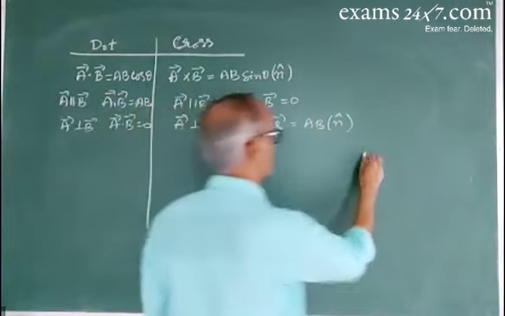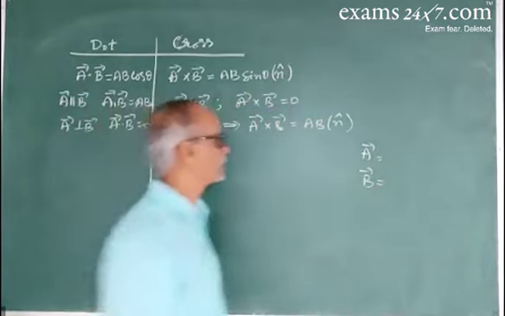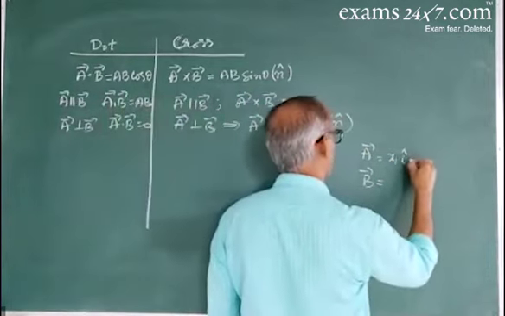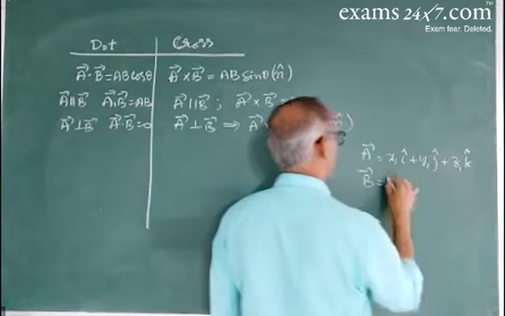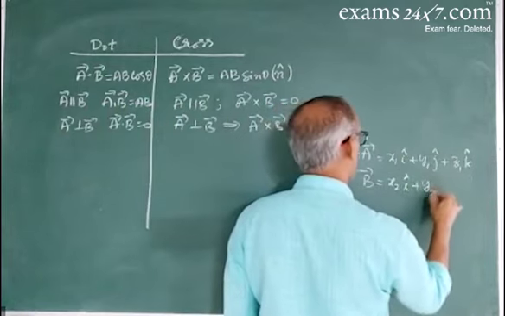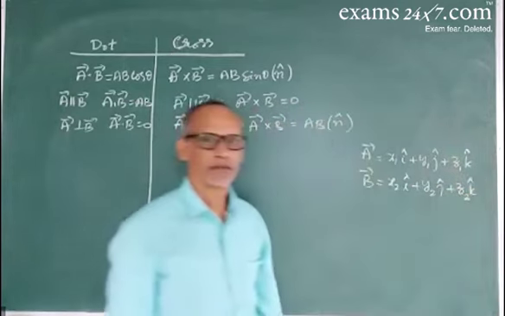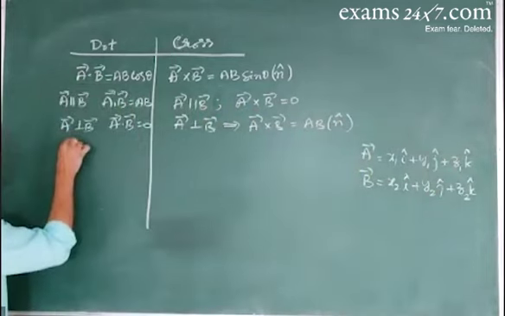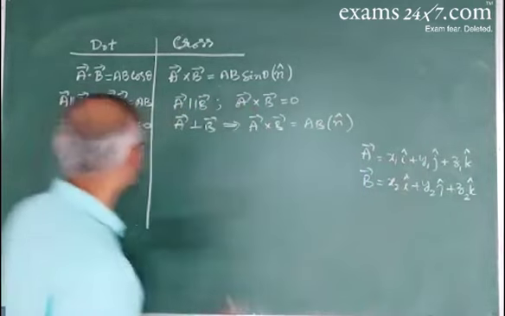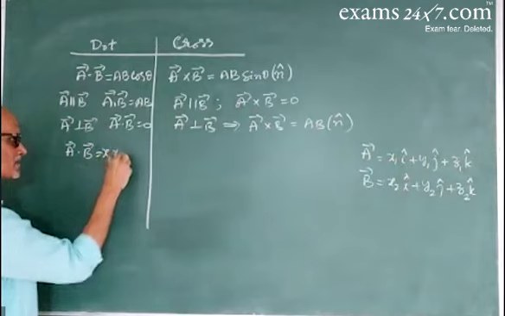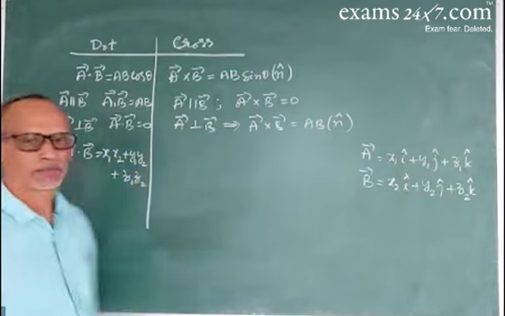Now, if I take two vectors A and B, in terms of unit vectors, having coefficients x1 i cap, plus y1 j cap, plus z1 k cap, and x2 i cap, plus y2 j cap, plus z2 k cap. Then the dot product is given by the product of their coefficients, that is x1 x2 plus y1 y2 plus z1 z2.